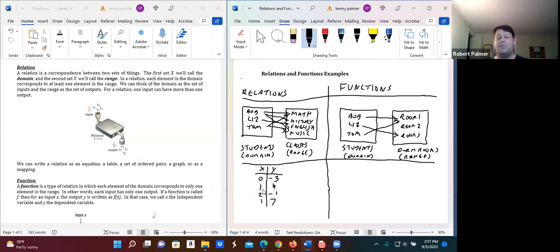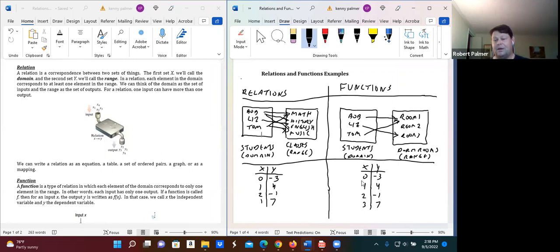Notice here, 1 has 2 outputs. 1 goes to 4, 1 also goes to 7. That's a relation, but that wouldn't be a function. I can modify that to become a function by just changing one number. So let's say that 0 still goes to -3, 1 still goes to 4, 2 still goes to -1, and this time 3 goes to 7. Now this is a function because each input goes to only one output at a time.